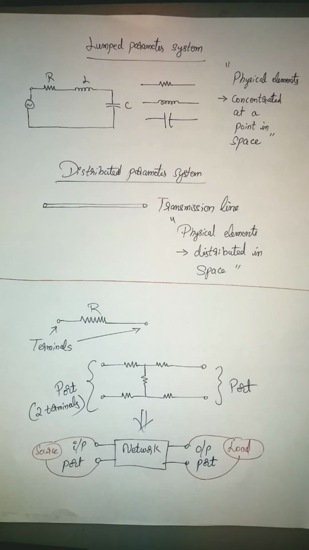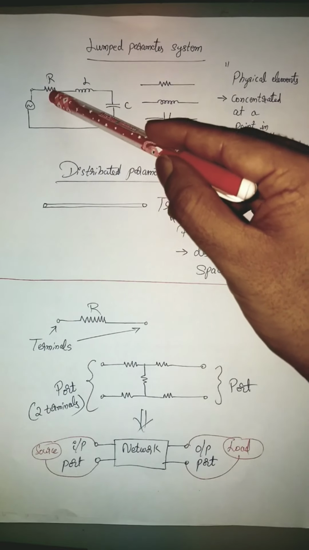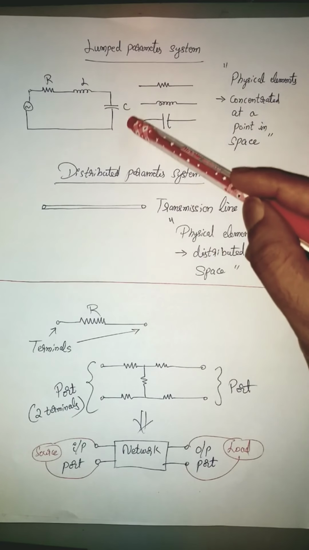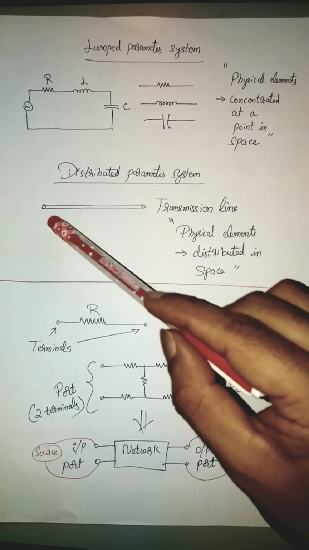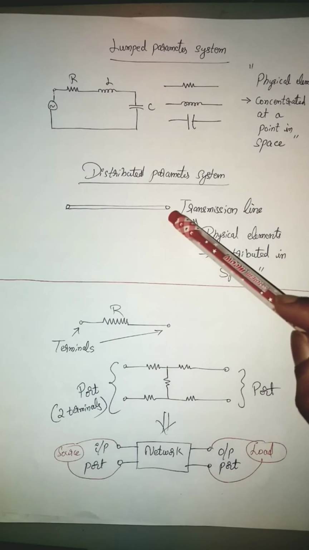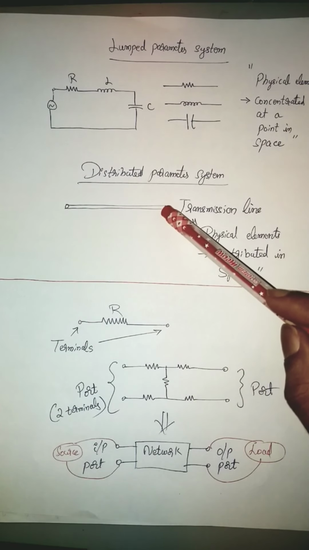Though you know the value of R, L and C and the impedance of the transmission line, you know the quantity, but you don't know where exactly R is. You cannot, like in your lumped parameter system, say that at this point only you have R, at this point only L, at this point only capacitance. But in a transmission line, you cannot say that because it is uniformly distributed along the length of the line. At every point of the transmission line, you have R, L, C.